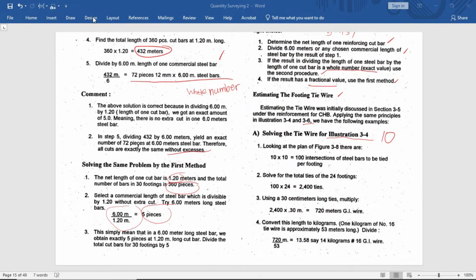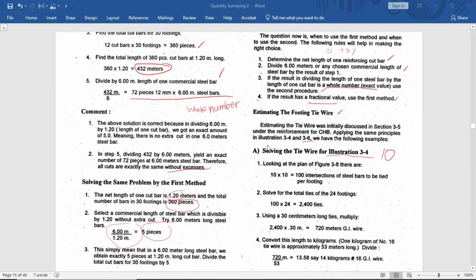So, last time we ended sa footing, pag-compute ng footing tie wire. Ngayon, let's proceed naman sa footing tie wire pa rin naman. Kaso yung example natin is from the previous example sa illustration 3-4 tsaka sa 3-6. So, proceed na tayo. Looking at the plan of figure 3-8.